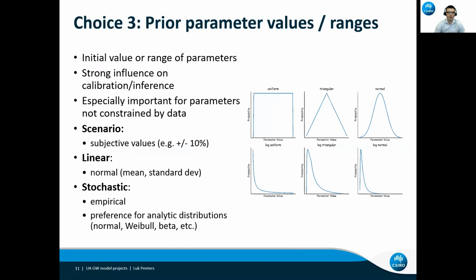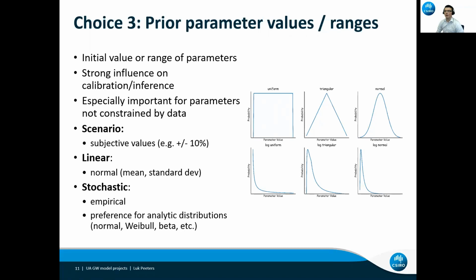They will have a very strong influence on your calibration and/or uncertainty quantification. Especially, as I just showed in that extreme case where your predictions are sensitive to parameters that you can't constrain with observations, whatever value you pick as prior will ultimately be affecting your prediction. So I can't stress this enough: you need to spend quite a lot of time defining and justifying those prior parameter values, and not just rely on the calibration process to estimate them.